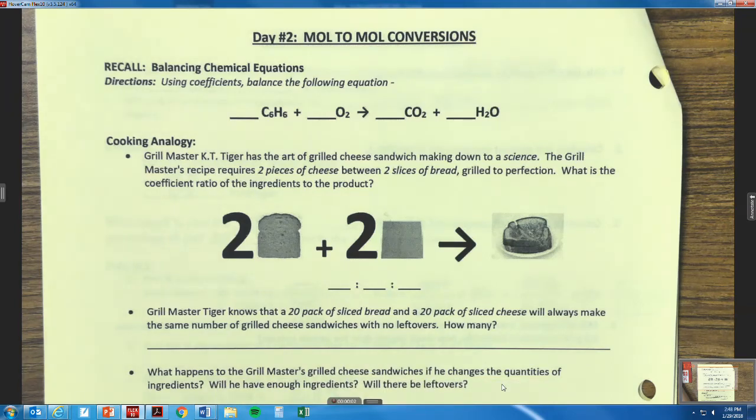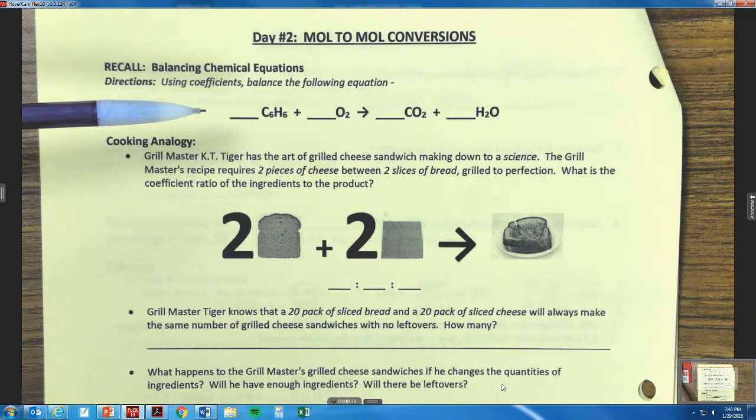All right, so today we're going to go over day two, mole-to-mole conversions. You have a warm-up or recall question, balancing chemical equations. Directions: using coefficients, balance the following equation. First, identify what type of reaction you have. Do you have a synthesis, decomposition, or a combustion?